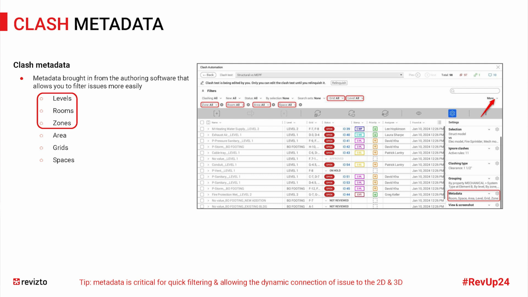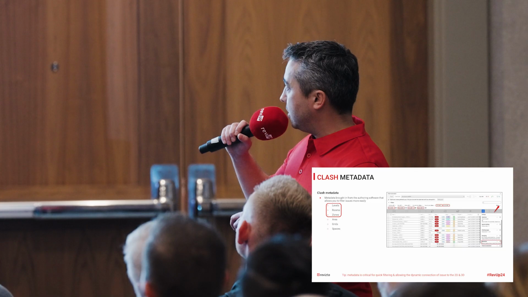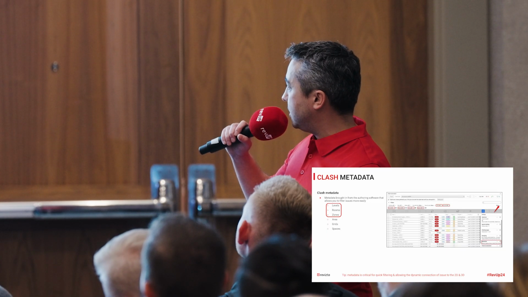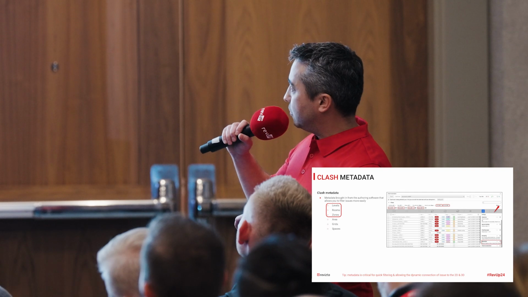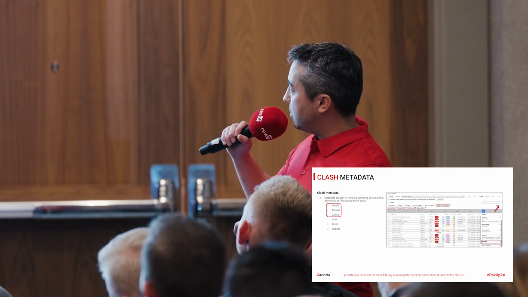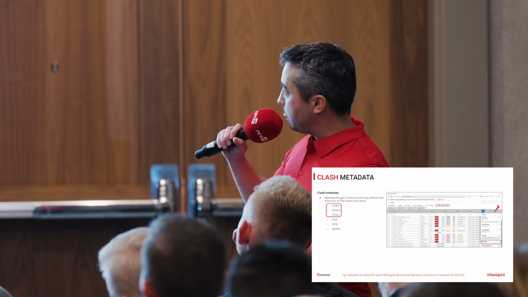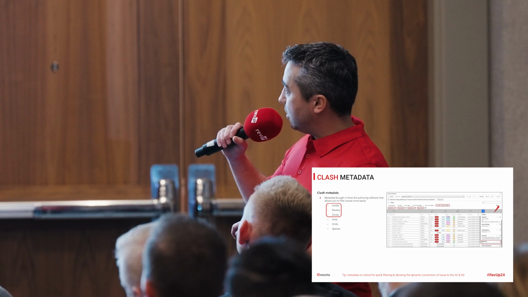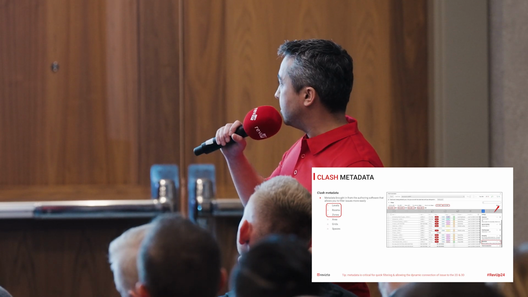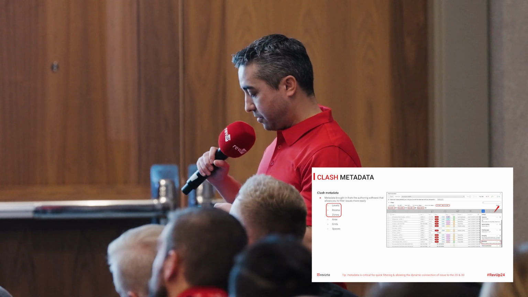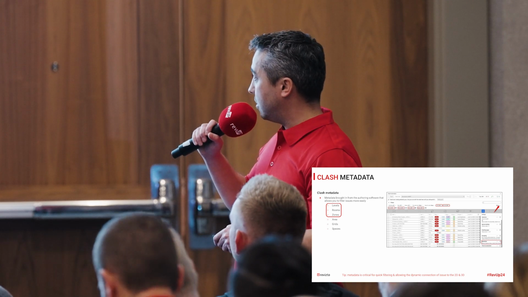And then as you work down the criteria here, you'll see the metadata. This is actually automatically being brought in from your authoring software. And you can see when it does that, it allows you to filter by that data. So not only can you filter by level and zone, you might want to filter by grid intersection, what room is it in, what area, what space. So that's the metadata that's coming from the model authoring software.